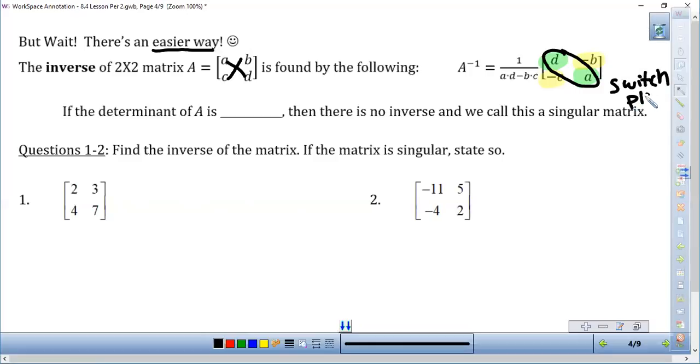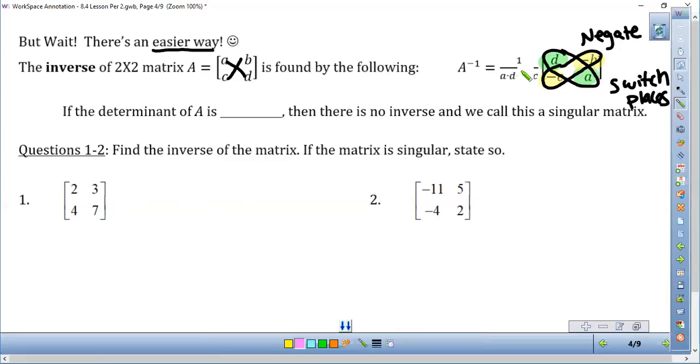A and D switch places, and with the B and the C, we're going to negate those, which is another way of saying that we're going to make them negative. Okay, this part right here, let me highlight this with a different color. So this part that's highlighted in pink, just the part that's A times D minus B times C, has a special name. It's called the determinant.